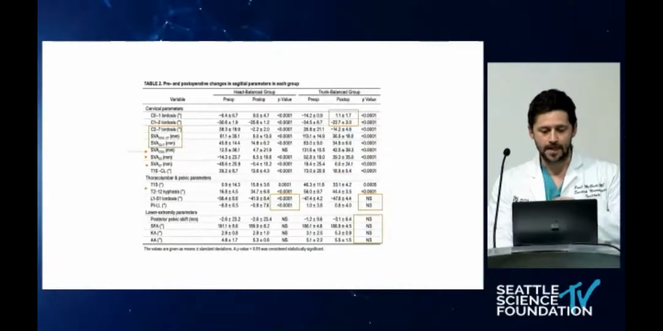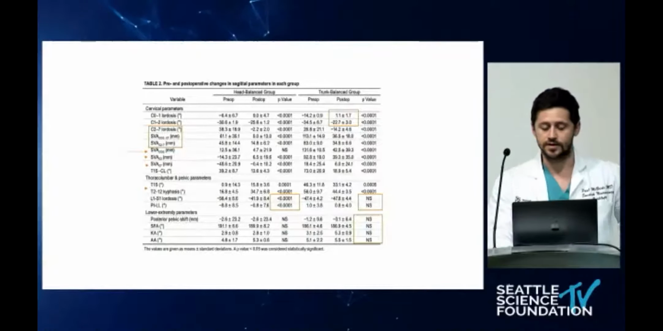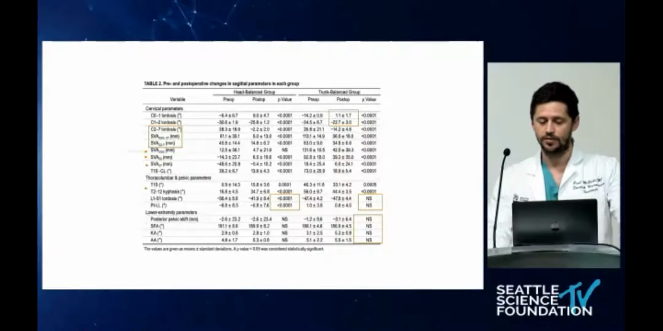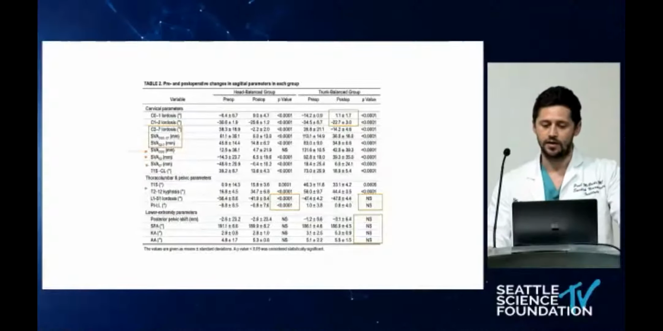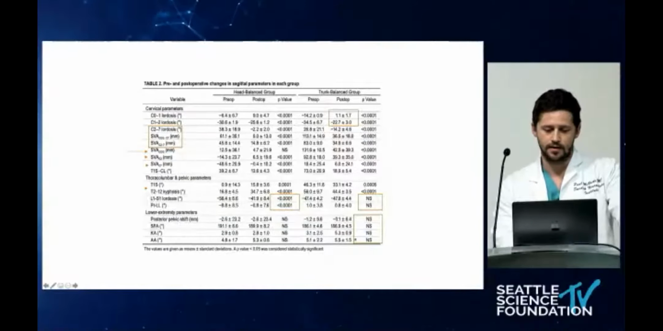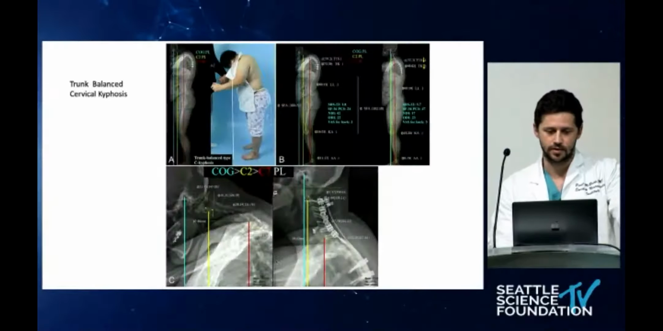And then as expected, the lordosis and the PI-LL mismatch change significantly in the head balance group to revert to a more normal situation because they no longer need that compensatory mechanism. But in the trunk balance group, there was no significant change. And again, no significant changes in the lower extremity parameters.